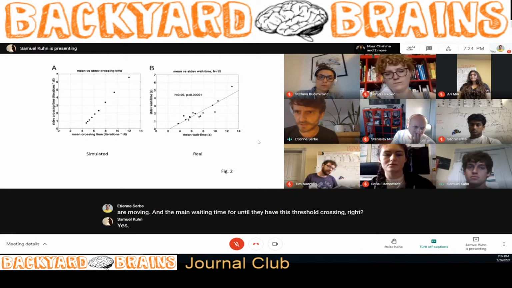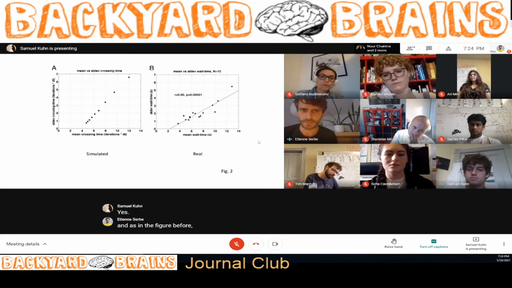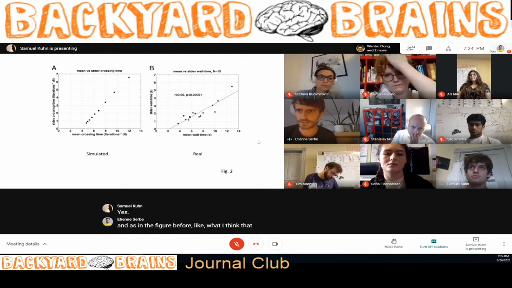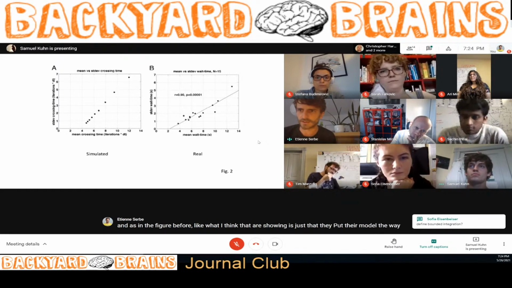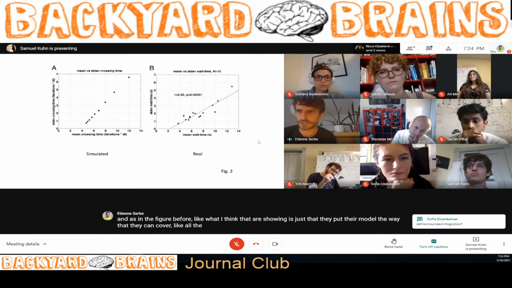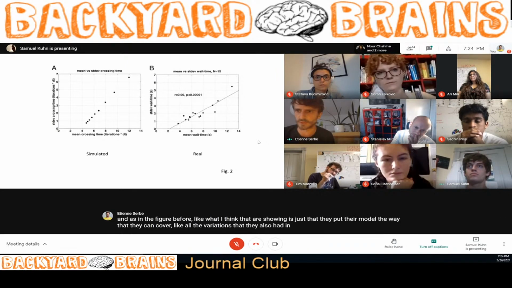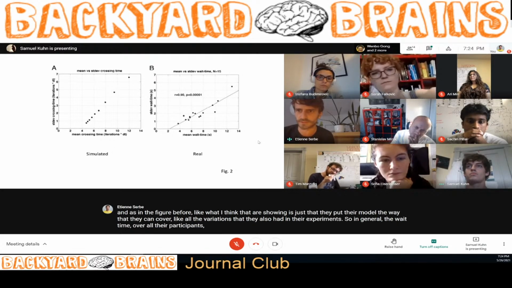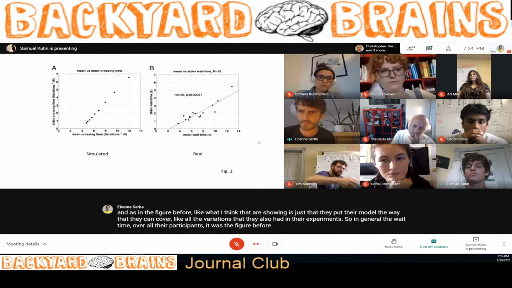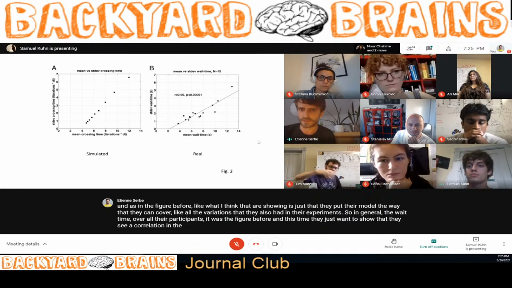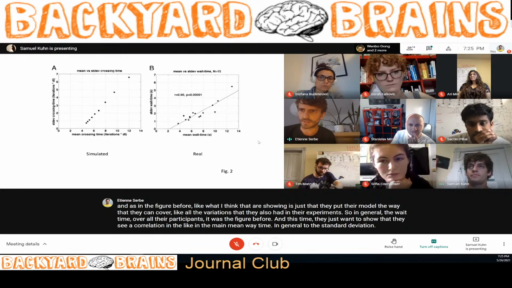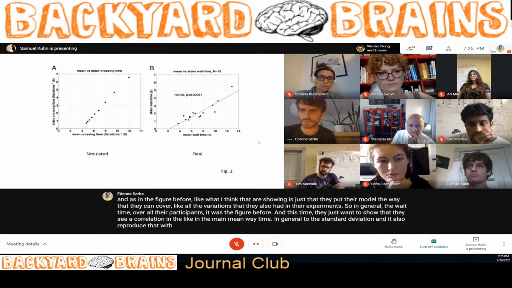And as in the figure before, what I think they're showing is that their model can cover all the variation that they also had in their experiments. So in general, the wait time over all their participants was the figure before, and this time they just want to show that they see a correlation between the mean wait time and the standard deviation, and that they could also reproduce that with their model.